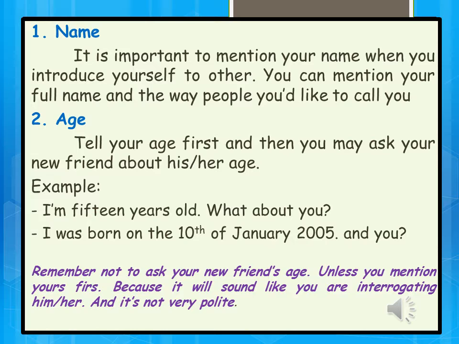Example, I'm 15 years old. What about you? I was born on the 10th of January 2005. And you? Please remember not to ask your new friend's age unless you mention yours first, because it will sound like you are interrogating him or her, and it's not very polite.